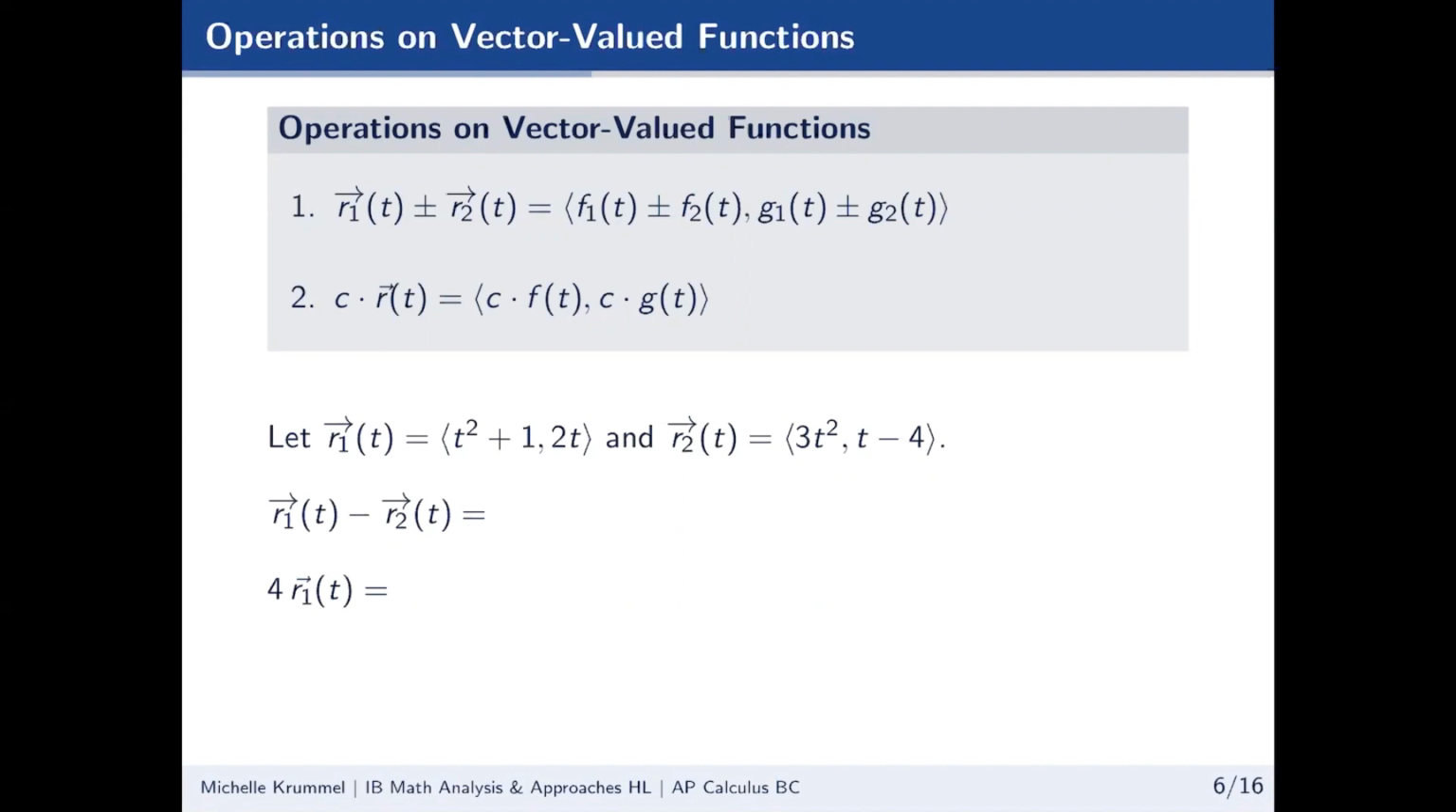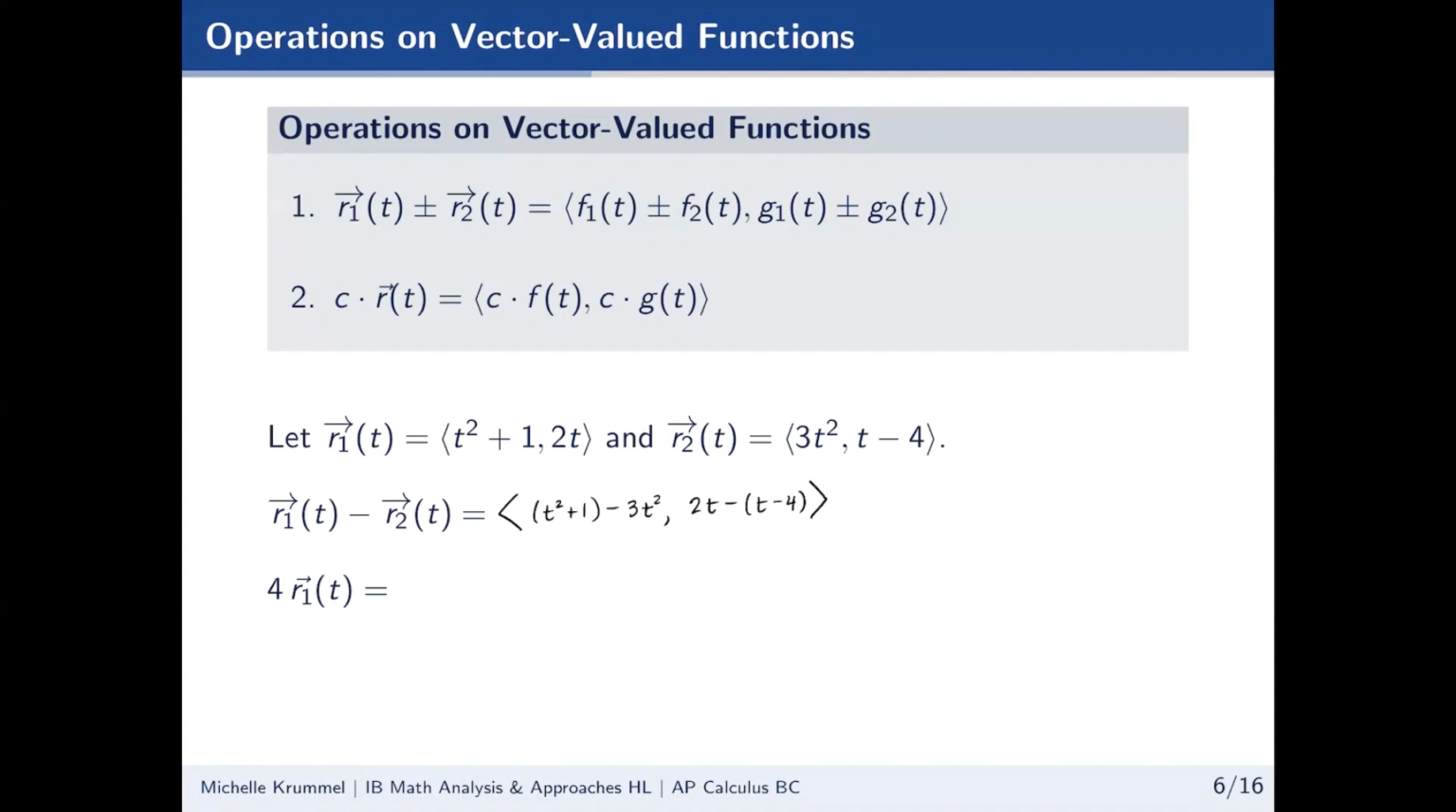Okay, let's look at the example below. We have two vector valued functions, r1 of t, r2 of t, and we're asked to find r1 minus r2. So we're going to write this as a single vector. We can use our angular brackets to denote that this is a vector valued function, and we will subtract our x components, so t squared plus 1 minus 3t squared. And then for the y component, 2t minus t minus 4.